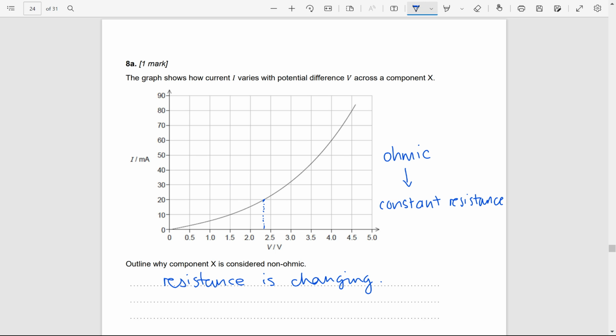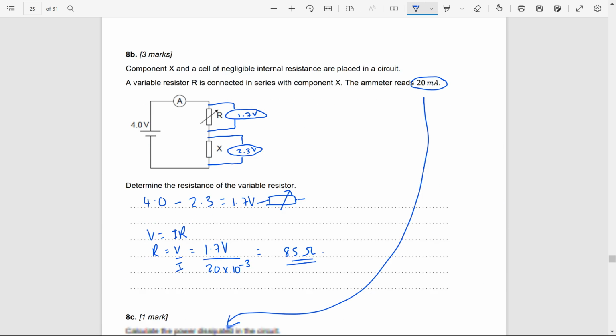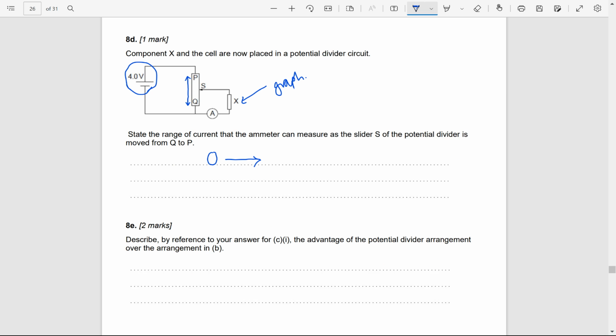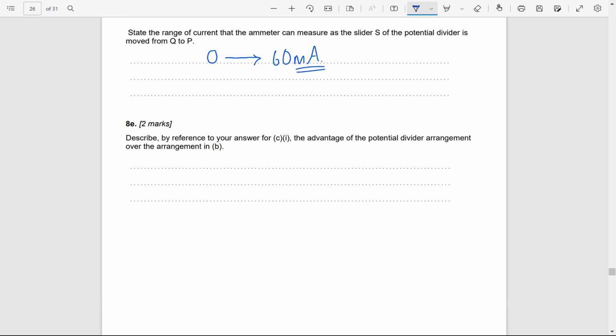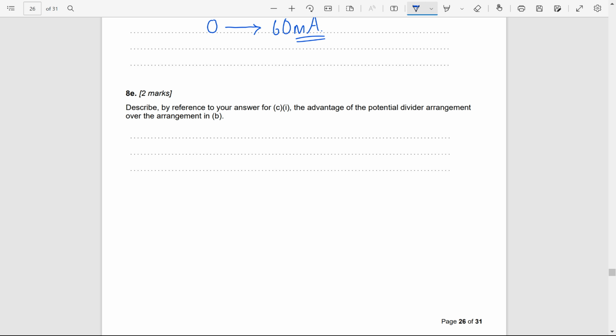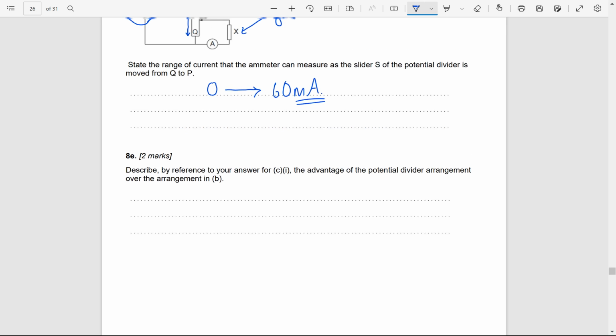So when the voltage is at 4, the current reading is 60 milliamps. So that means that the ammeter can read anything from 0 all the way to 60 milliamps. Make sure you've got the correct unit there for the mark.